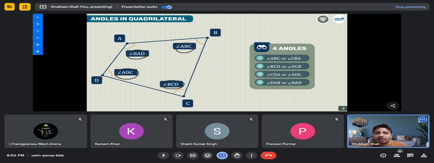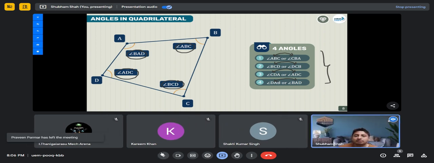Clear? ABC can be written as CBA. BCD can be written as DCB. CDA can be written as ADC. And DAB can be written as BAD. Note this, everyone. This is very important. Write this down in your copy.